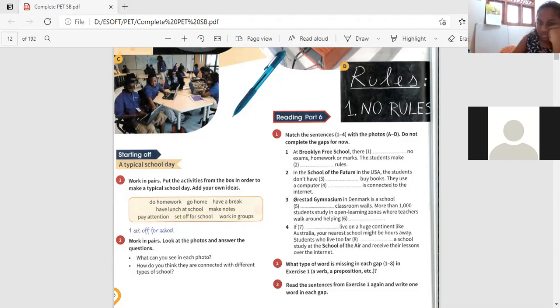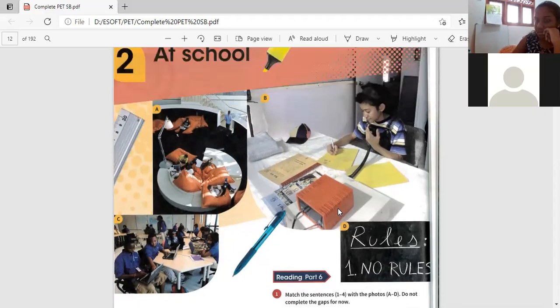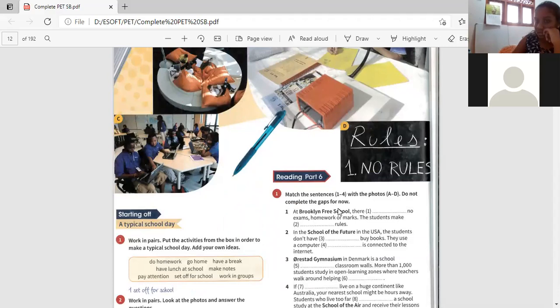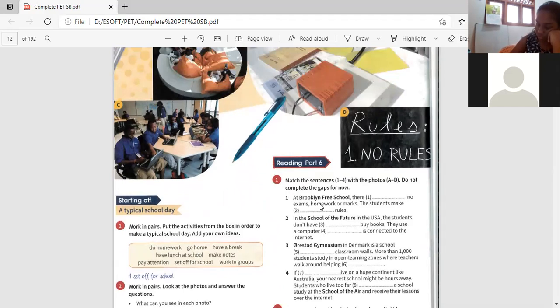So number one is which picture? A or B or C or D? D. Which one? B. B. D. Yes. At Brooklyn Free School, there are no rules. So D. Second one. In the school of the future in the USA, the students don't have blank by books. They use a computer. Which one? C. Very good. C. Third one. Orester Gymnasium in Denmark is a school blank classroom walls. More than 1,000 students study in open learning zones. Which one? A. Very good. A. Then the last one is B.